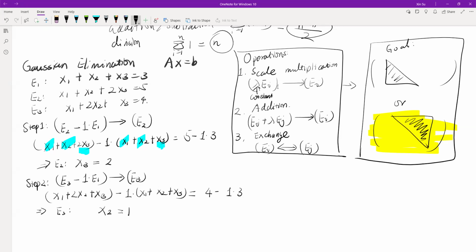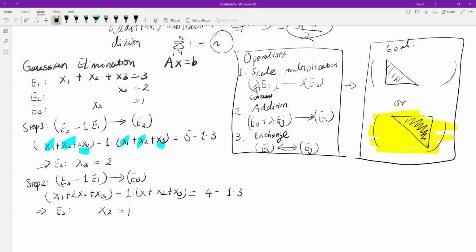And now let me write down the new system of equations here. The new system looks like this. The new equation 2 becomes x3 equals 2. This is the new equation up to step 1. And then after step 2, what do we get? We get x2 equals 1. And this is the new equation.